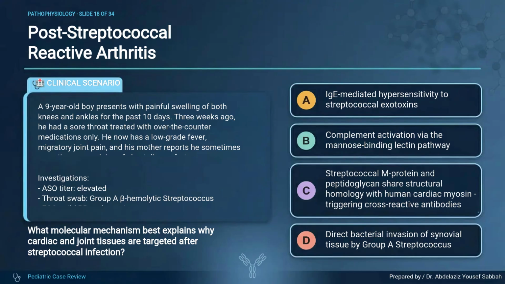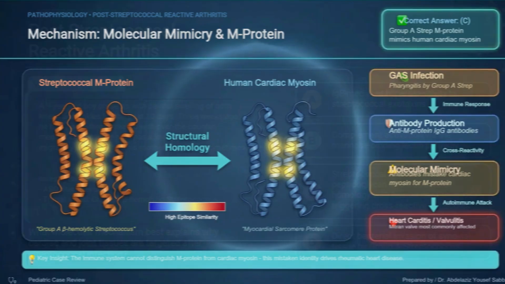What molecular mechanism best explains why cardiac and joint tissues are targeted after streptococcal infection? Option A. Immunoglobulin-mediated hypersensitivity to streptococcal exotoxins. Option B. Complement activation via the mannose-binding lectin pathway. Option C. Streptococcal M protein and peptidoglycan share structural homology with human cardiac myosin, triggering cross-reactive antibodies. Option D. Direct bacterial invasion of synovial tissue by group A streptococcus. The correct answer is option C.